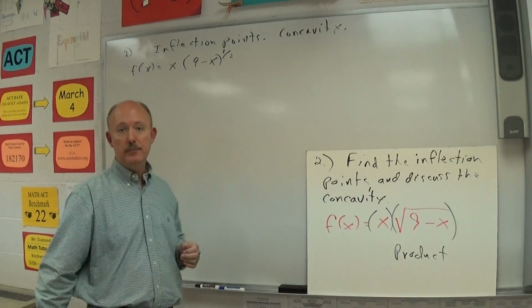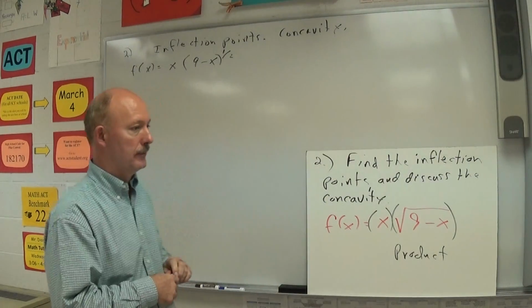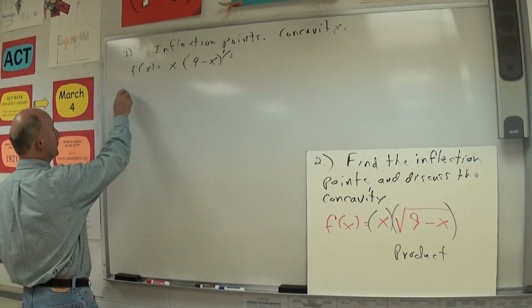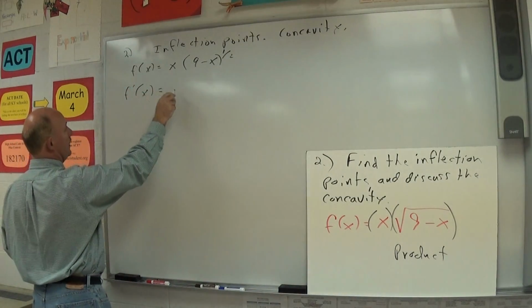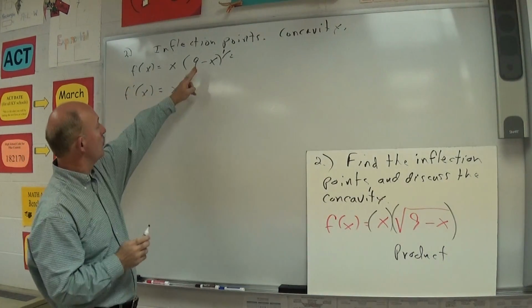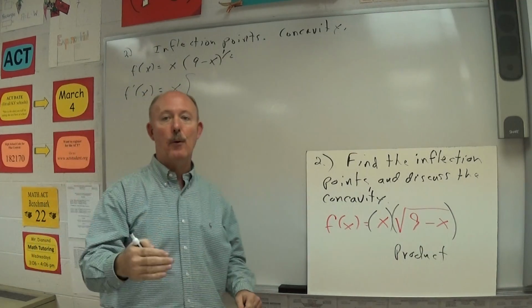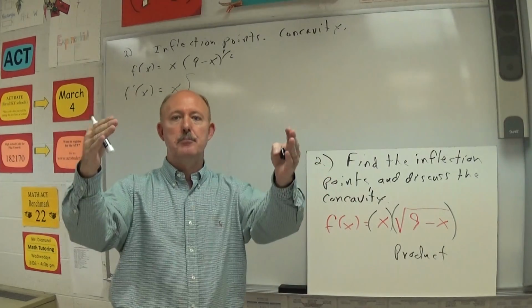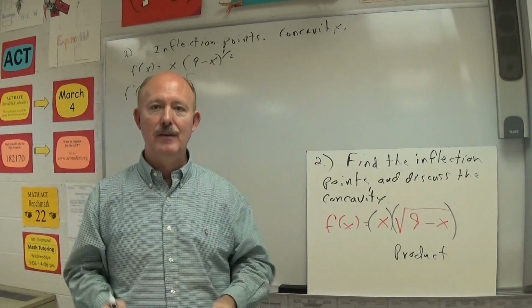So let's get started. Let's see what we get for the first derivative here. Right. Then after that, we got to find the second derivative. So the first derivative is going to be the first times, now, as you take the derivative of 9 minus x to the 1/2 power, remember you're going to have to use the chain rule. So the derivative of the outside, bring the inside down, times the derivative of the inside.